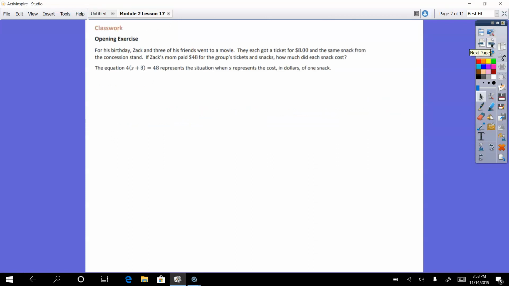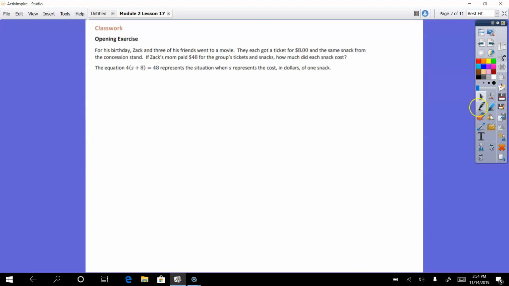Okay, so for our opening exercise, it says for his birthday, Zach and 3 of his friends went to a movie. They each got a ticket for $8 and the same snack from the concession stand. If Zach's mom paid $48 for the group's tickets and snacks, how much did each snack cost? And so they give us an equation for open parentheses, s plus 8, close parentheses times 4 is equal to 48. Represent the situation when s represents the cost in dollars for one snack. So we want to know how much one snack cost.